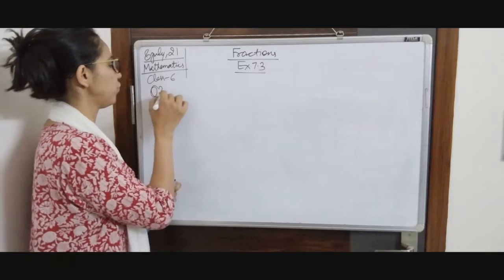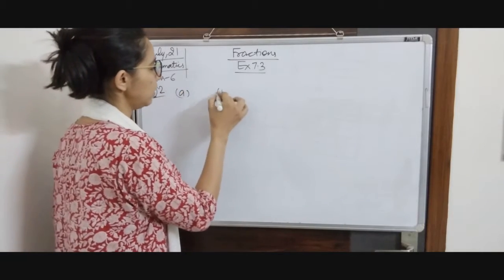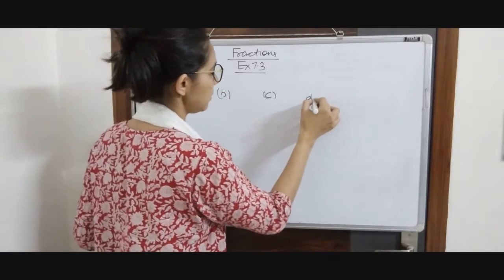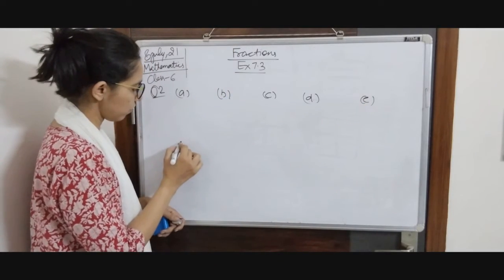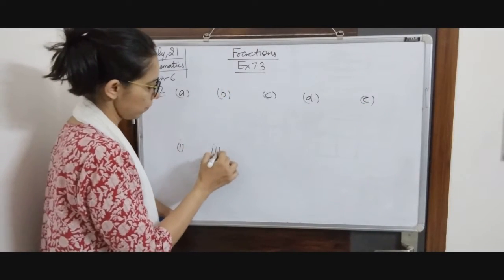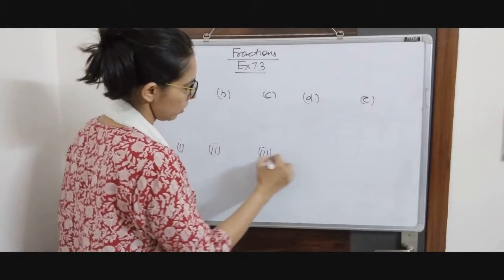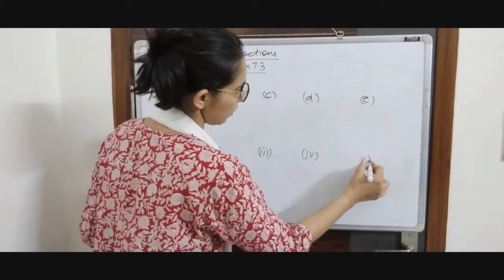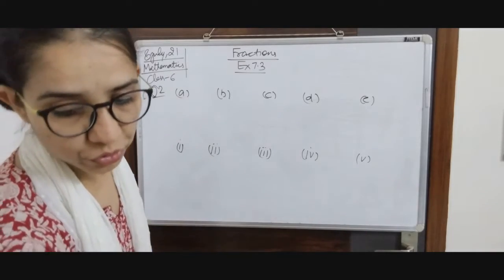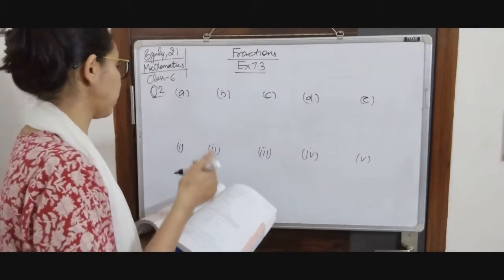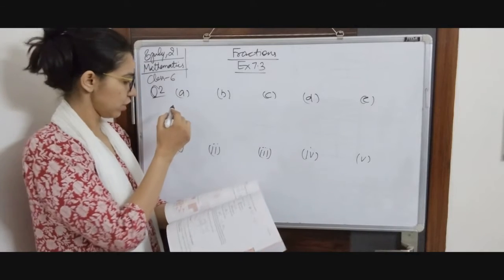In question number 2, we have A, B, C, D and E, and below in the second row we have 1, 2, 3, 4 and 5. We have to pair up the equivalent fractions. So we are going to write the fraction and then we are going to write them in equivalent form.